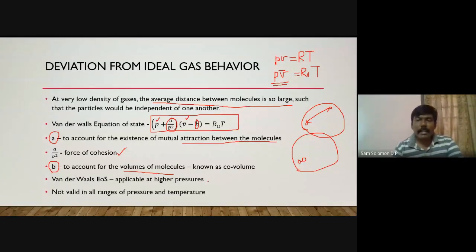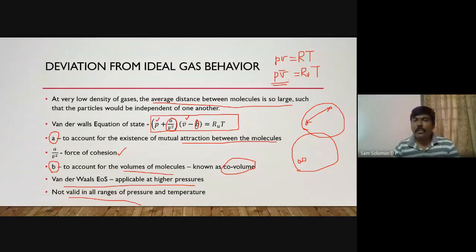In such a case, to compensate for this, you go for the constant b, and that is called co-volume. A by v bar squared is called the force of cohesion, and b is called the co-volume. This van der Waals equation of state is not valid everywhere. It is applicable only at higher pressures.